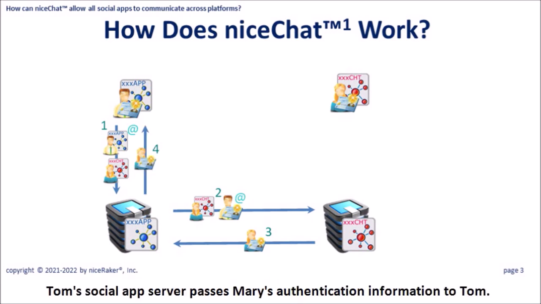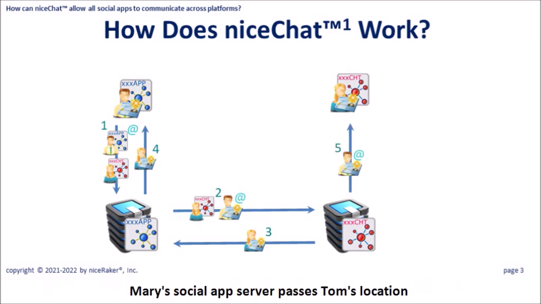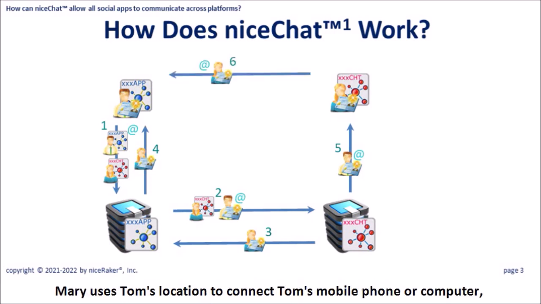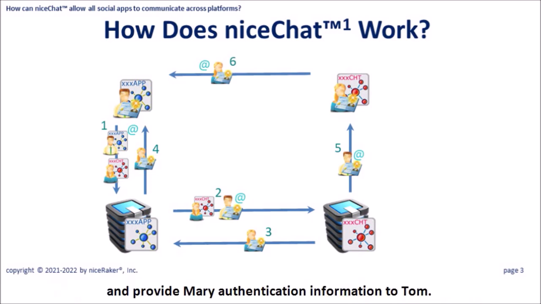Tom's social app server passes Mary's authentication information to Tom. Mary's social app server passes Tom's location and Tom's authentication information to Mary. Mary uses Tom's location to connect to Tom's mobile phone or computer and provides Mary's authentication information to Tom.